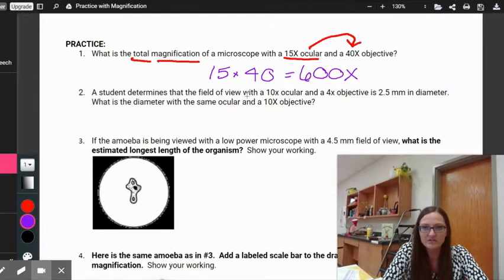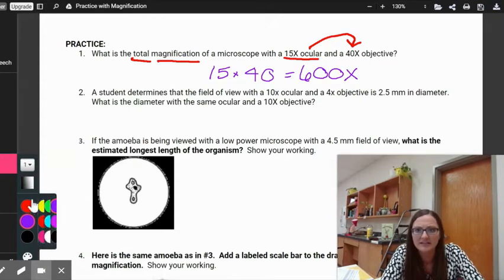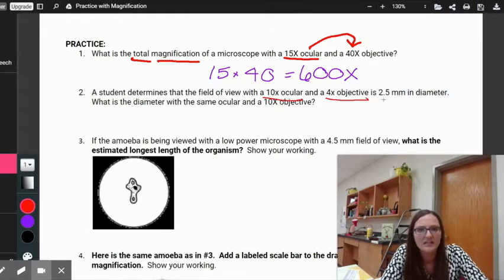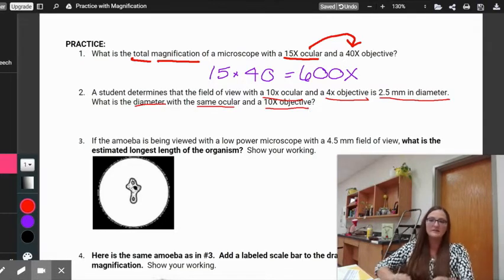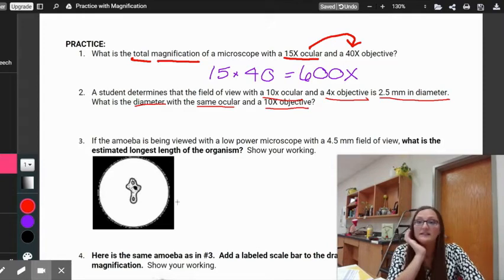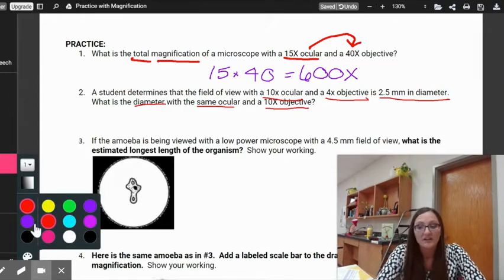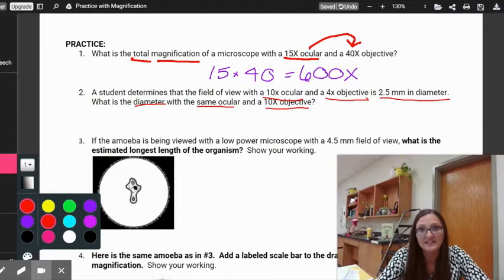Okay, so the student determines that the field of view with a 10 times ocular and a 4 times objective is 2.5 millimeters in diameter. I always like to underline my numbers so that I know where to look. What is the diameter of the same ocular and a 10 times objective? Okay, so for this one, we're going to work it a little bit differently, and that's okay. So the best way to do this is to start talking about what we know and what we don't know.